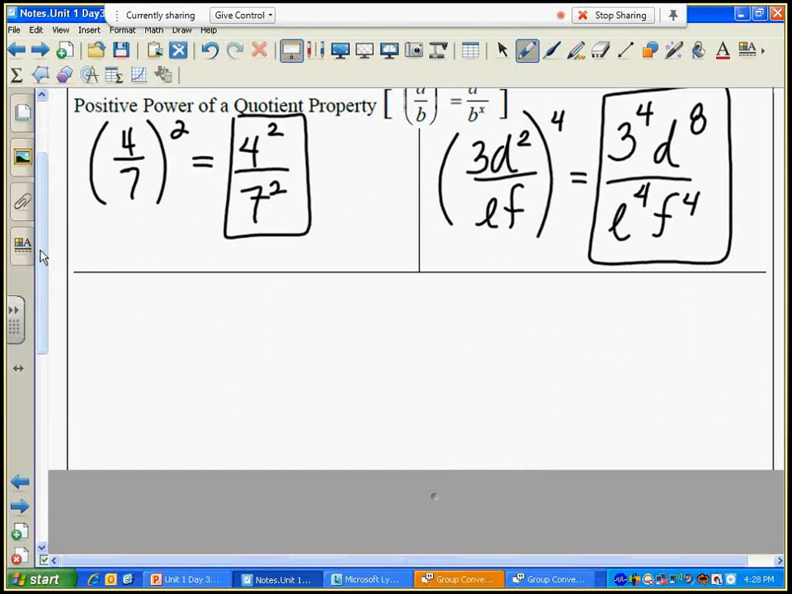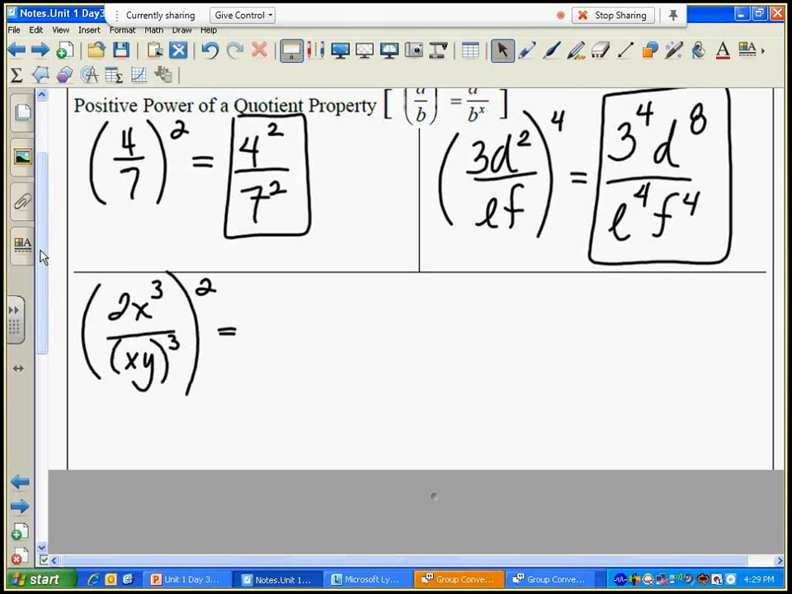Let's say I have 2x to the 3rd all over the product xy to the 3rd, and all that quantity is squared. Okay? Well, remember what I said about the last problem. Take a moment to look inside those parentheses and see if there's anything there that can be simplified, maybe crossed out, before we eventually do that square on the outside.